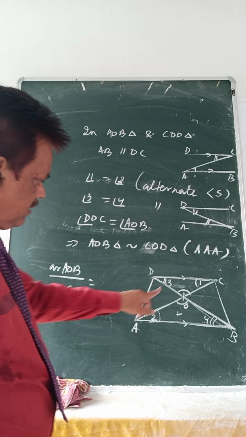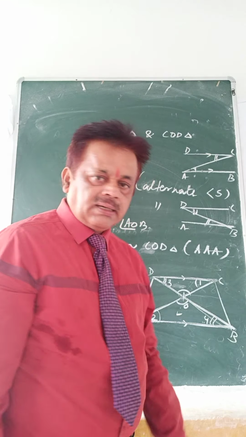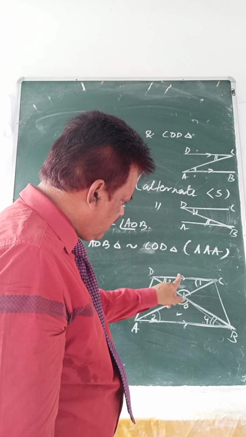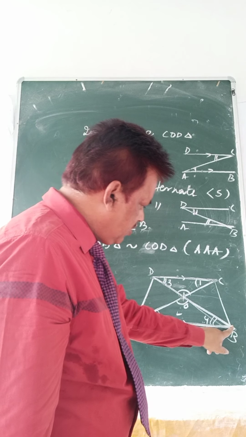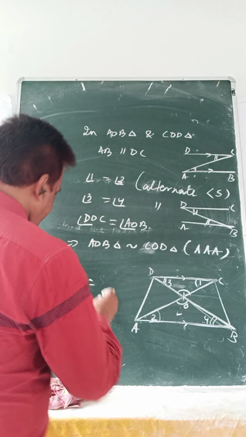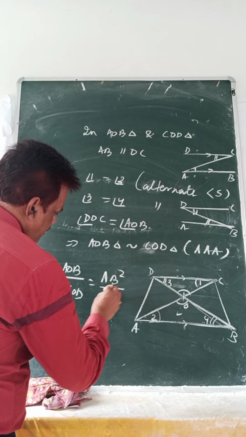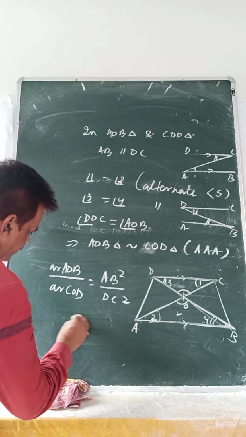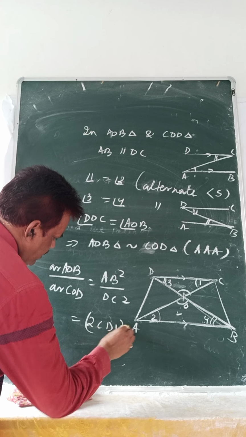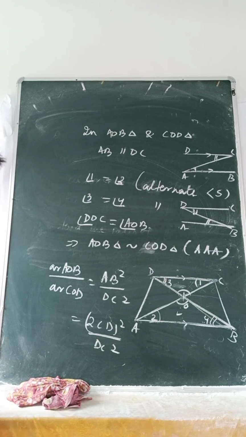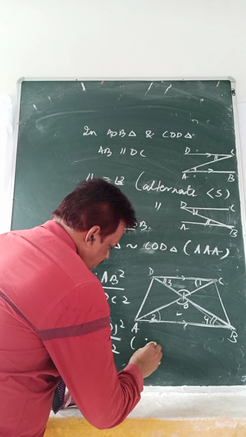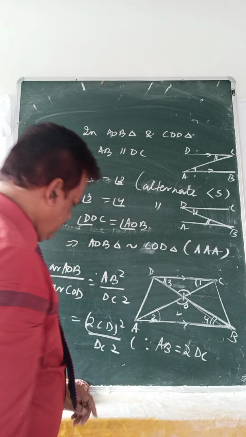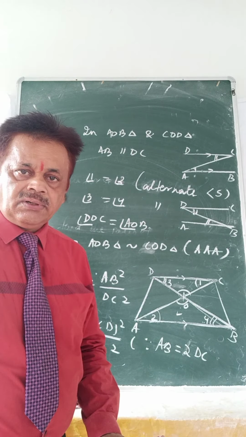Area of AOB by area of COD is the square of the corresponding sides. Which one is corresponding? We take the relation given for ABCD. We can take AB square by CD square. But AB is how much? That is (2CD) whole square by DC square, because you are given that AB equals 2CD. The CD and DC are the same, not to be confused.